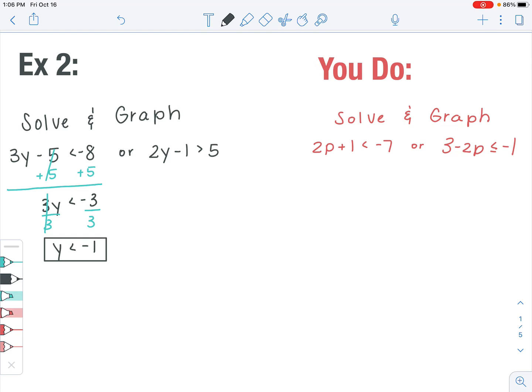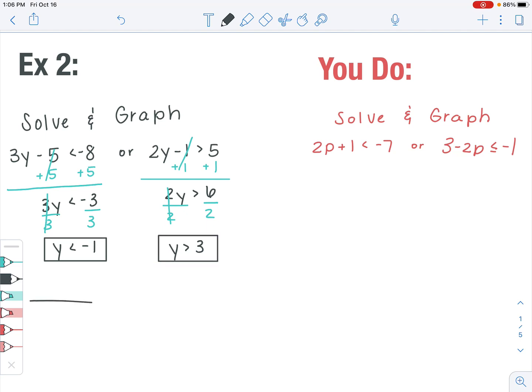Then I have to solve the other problem, so I look at the second one, which says 2y minus 1 is greater than 5. So I'm going to add 1 to both sides, which gives me 2y is greater than 6, and then I'm going to divide by 2, which gives me y is greater than 3.